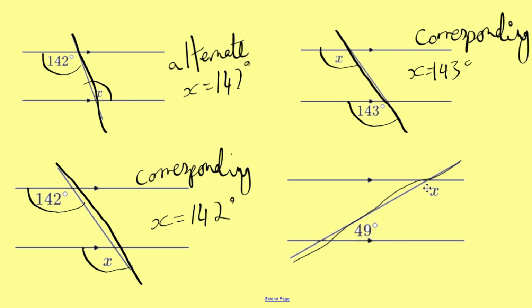And the final one, here's our line. They're both on the same side of the line, so it's either corresponding or interior, but they're next to each other, and they're both inside the lines. So these are interior. Interior means inside, like an interior designer designing the inside, so it's the inside of the two parallel lines, so it's an interior angle. Interior angles add up to 180, so it's 180, take 49, which is 31.